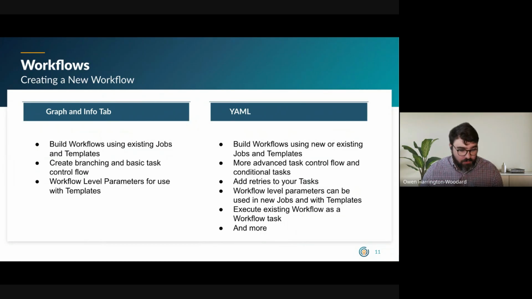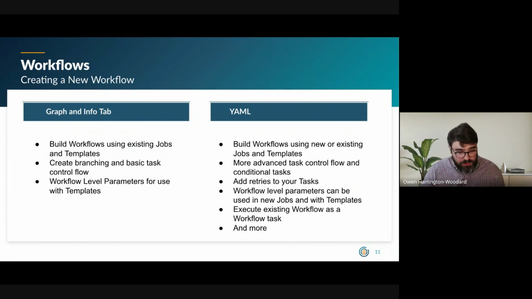So when you're building just with the graphical interface, you're going to be limited to using existing jobs or leveraging a template, creating more basic control flow logic. So you'll still be able to do branching and have on failure paths. So you can have a happy path and a failure path. And then workflow parameters you can only pass into templates.